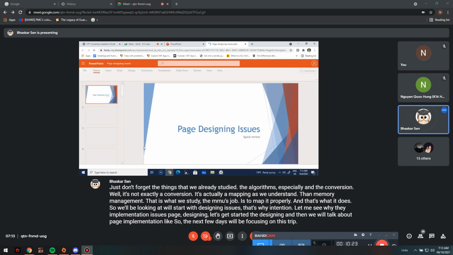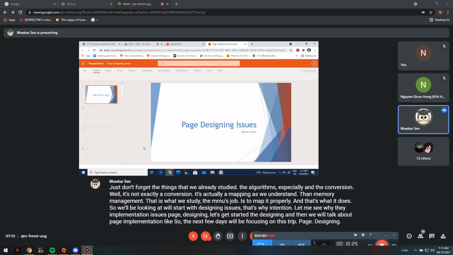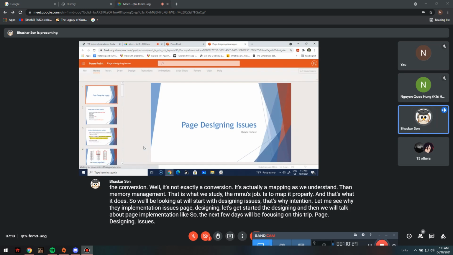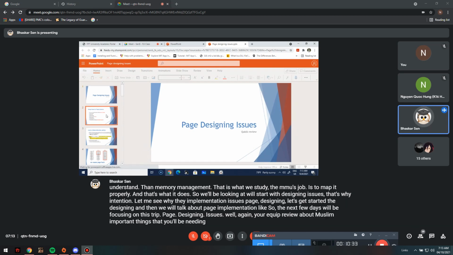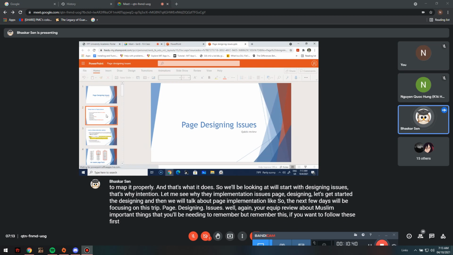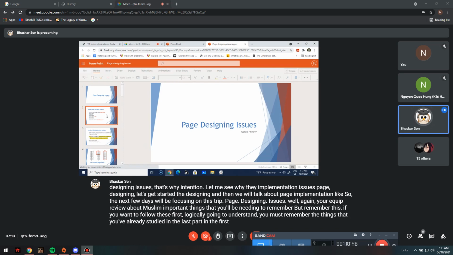Page designing issues. Well, again, do a quick review about most of the important things that you'll need to remember. If you want to follow these parts logically, you want to understand, you must remember the things that you've already studied in the last part, basically in the first part of memory management. All right?